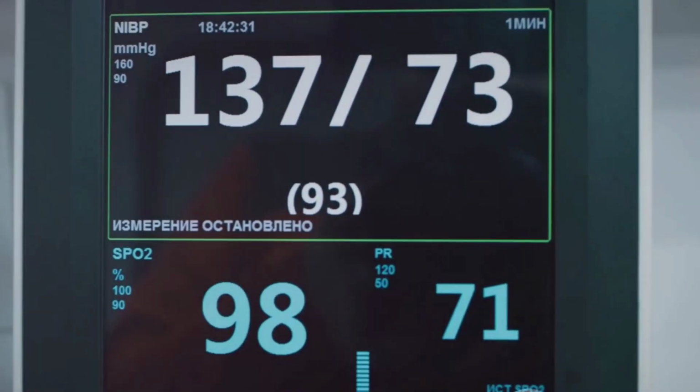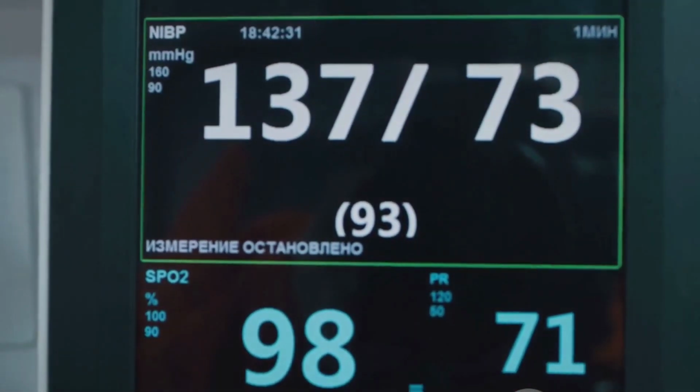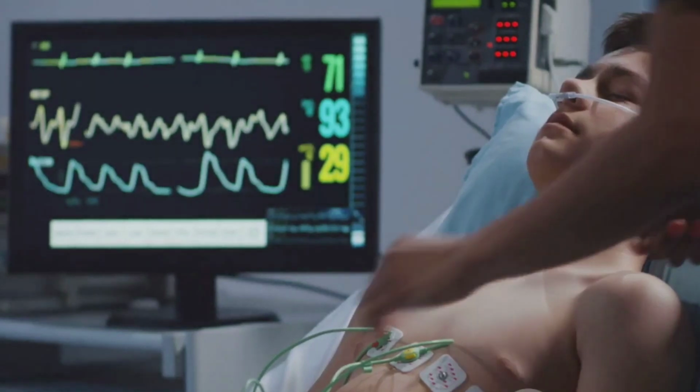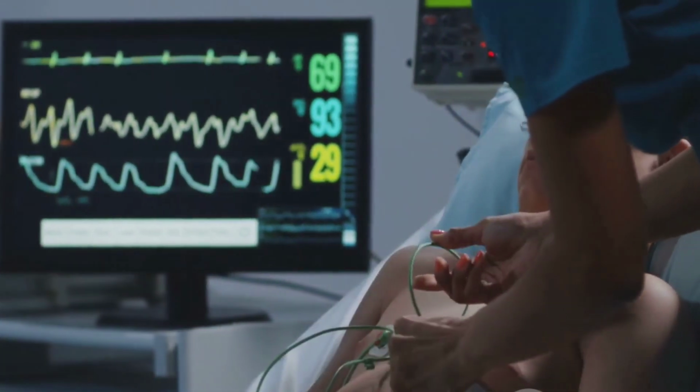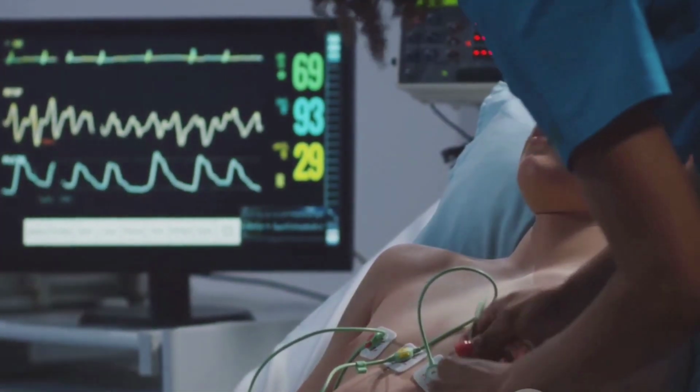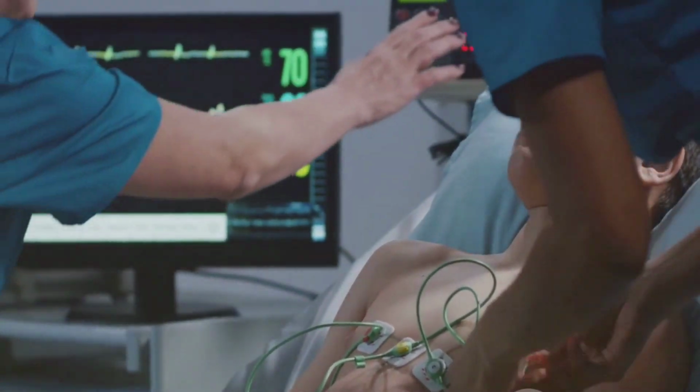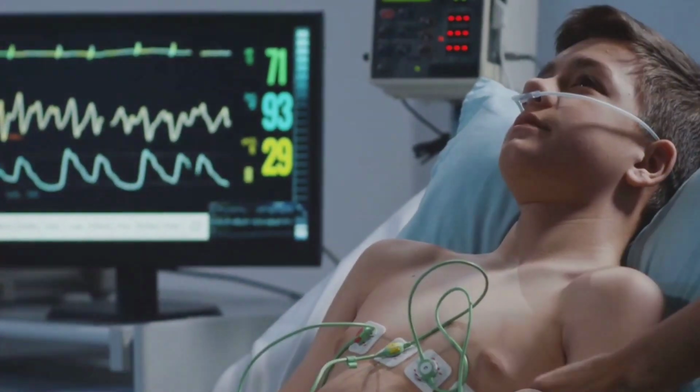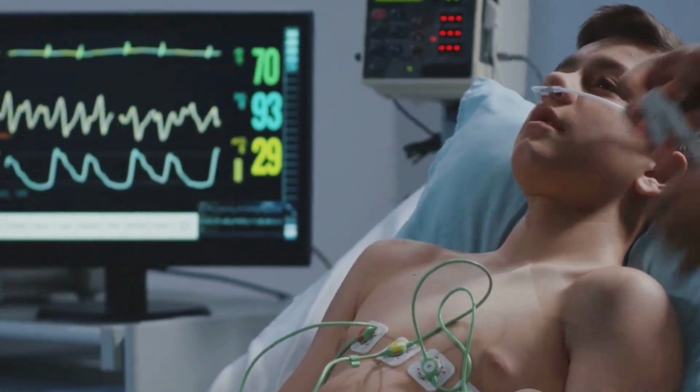Next up is TACO. This happens when the volume of blood transfused exceeds the recipient's circulatory capacity. In simple terms, it's like trying to pour a gallon of water into a pint glass. It just doesn't fit. This overload can lead to pulmonary edema and congestive heart failure.